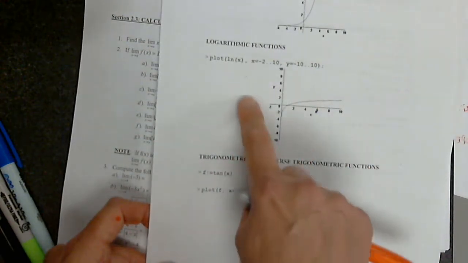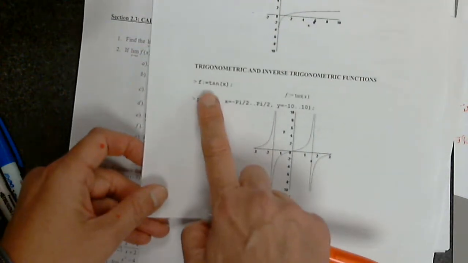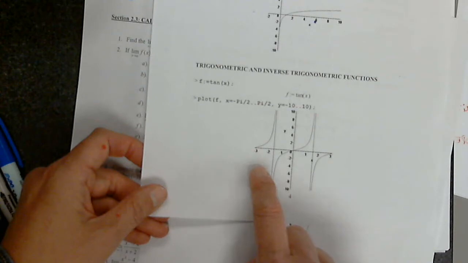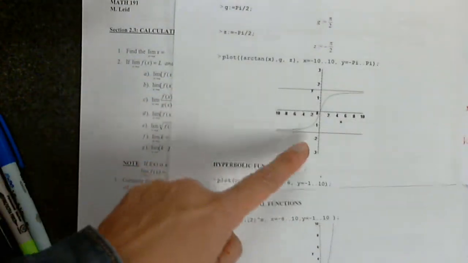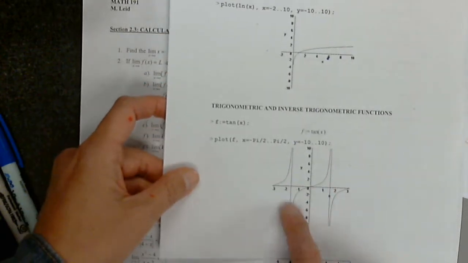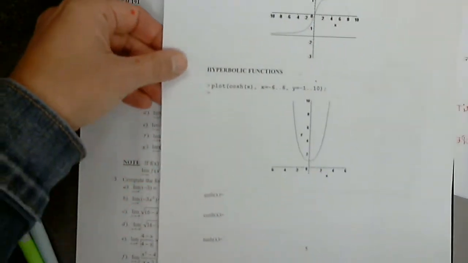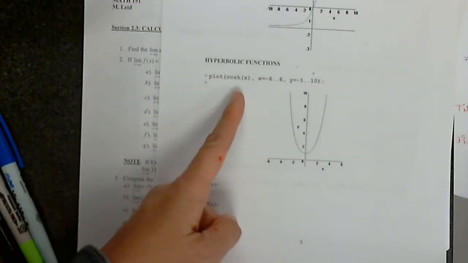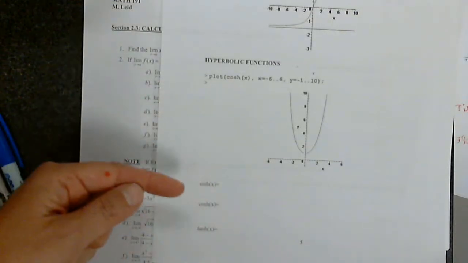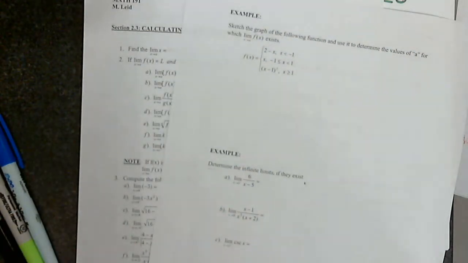This refreshes your memory on how natural log looks. This is the famous tangent and, of course, arctangent. So these are famous functions, tangent with a vertical asymptote, and of course arctangent with the horizontal asymptotes. And these are functions that are called hyperbolic functions. So I wanted to give you the definition of these three functions.